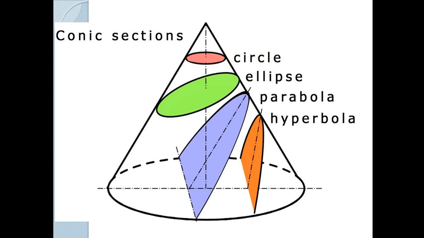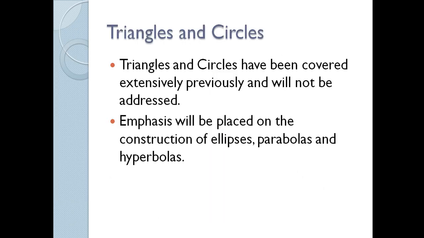And a hyperbola starts at the slanted side of the cone going to the base, but it is not parallel to the slanted side of the cone. That is the difference between a parabola and a hyperbola. A parabola is parallel to the slanted side, while a hyperbola is not. So we did triangles and circles already, so we're focusing on ellipses, parabolas, and hyperbolas.